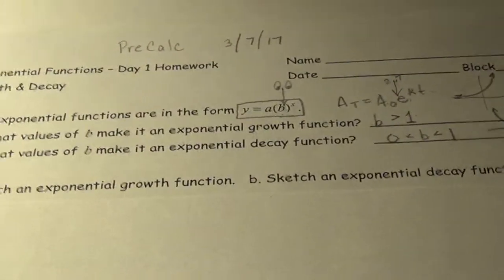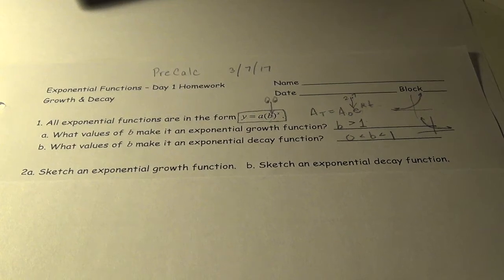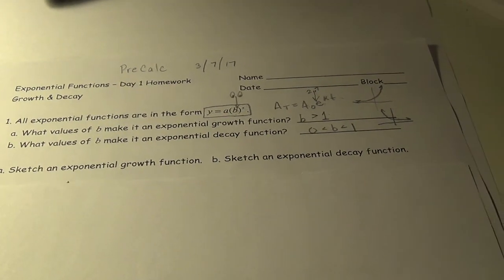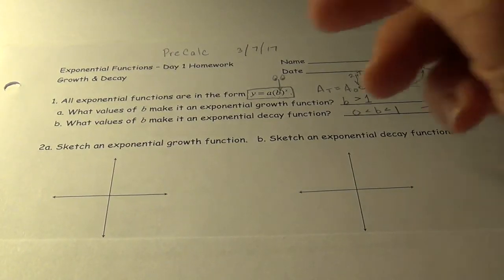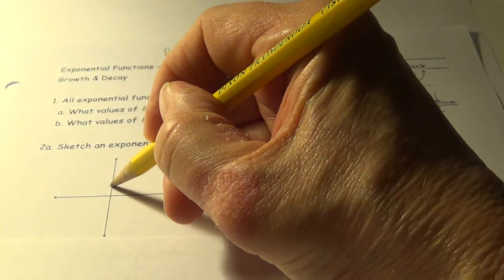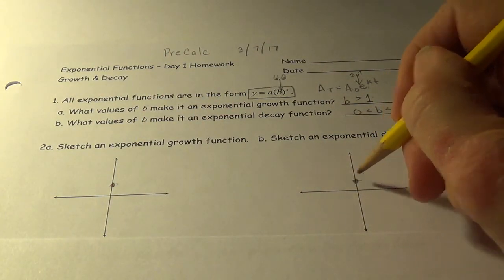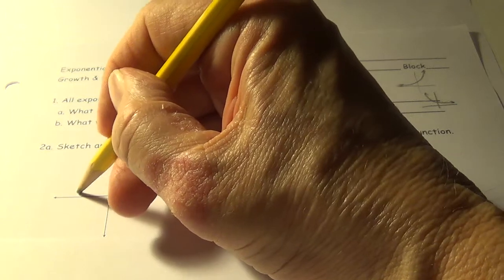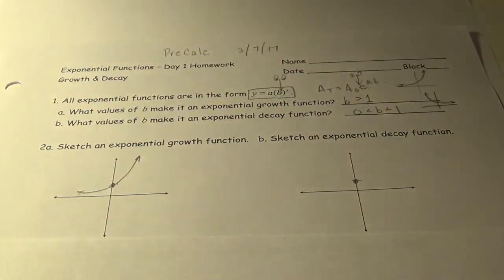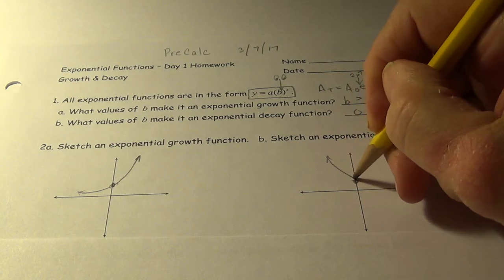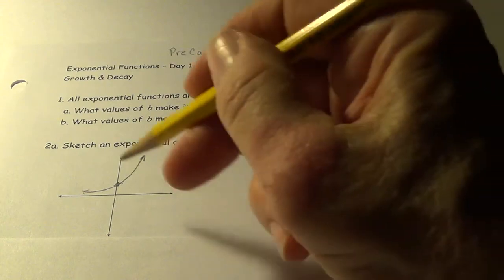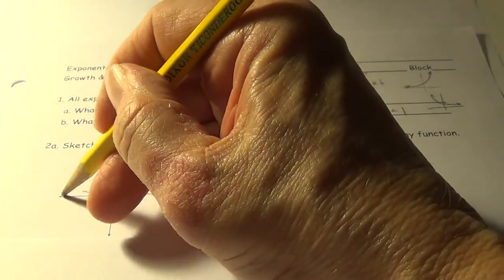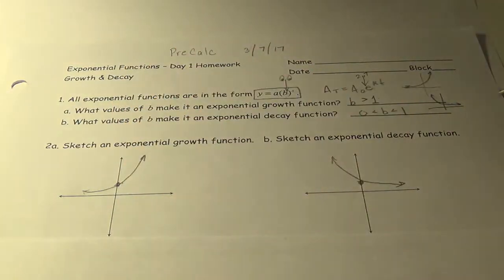All right, growth and decay. On the next section, you're asked to sketch an exponential growth and an exponential decay situation. I already did that for you up here. Remember, they cross at this point on each of them, the 0, 1, exponential growth, something like that, and exponential decay. For both, these are asymptotes. The function will get close to the x-axis and never touch it.